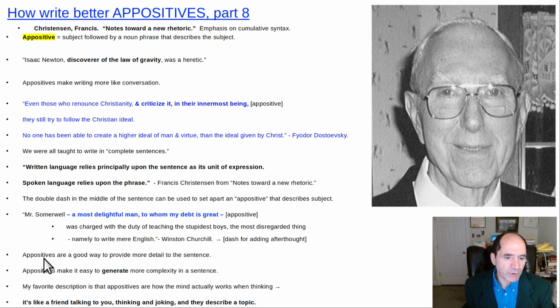So the appositives are a quick way to add more detail. They've also been called a generative rhetoric, and they make it easy to add more complexity to the sentence.